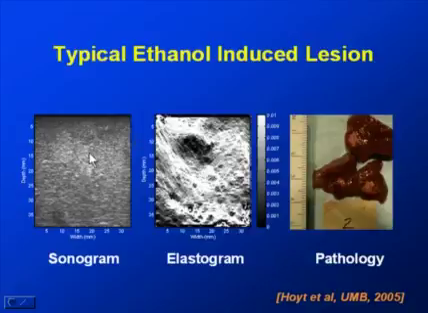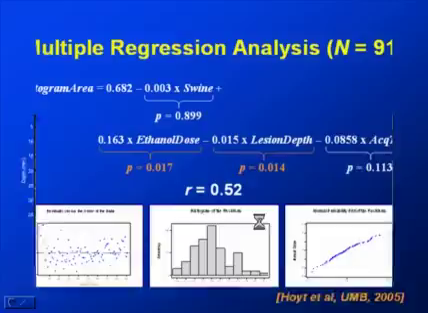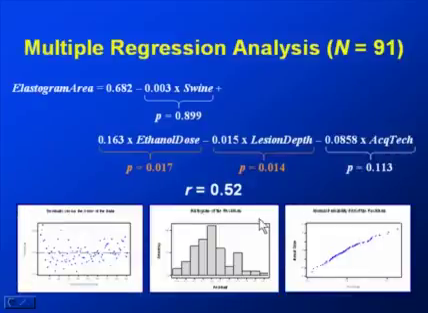Now, obviously, if you can't see them under ultrasound, it can be difficult to find them a priori. But with the pathology here, you can see that once we take the liver out and slice it up, you do actually see the same lesions as depicted here in the elastogram. And when we compared the data we obtained in these swine, we found that the area of the lesion as shown by elastography correlated both with the ethanol dose and with the lesion depth, but quite satisfyingly not with the acquisition technique, and it wasn't dependent on the swine either.